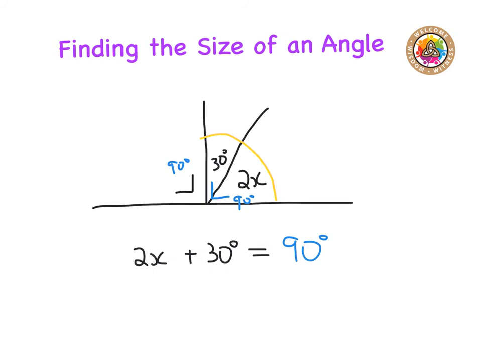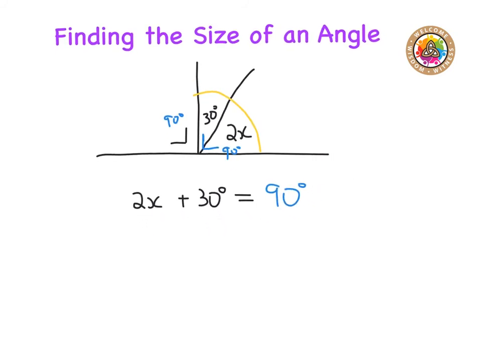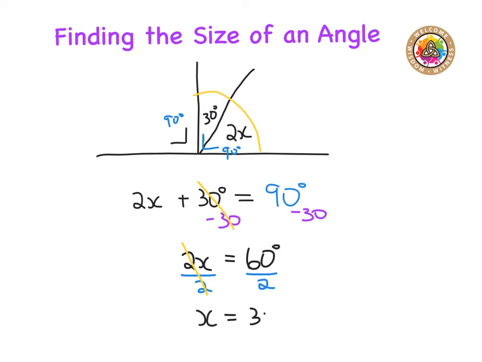And again, just like what I've been doing in algebra, we want to get x on its own. So this time we say minus 30 and here minus 30. They'll cancel and I get 2x is equal to, well, 90 take away 30 is 60 degrees. So here to get x on its own, I divide by 2. And here I divide by 2 on the other side of the equals because I've done it on one side. So they've cancelled and now I get x is equal to 30 degrees. And that's my answer.